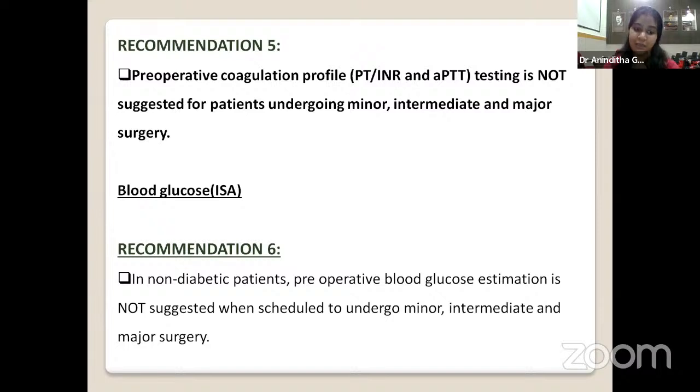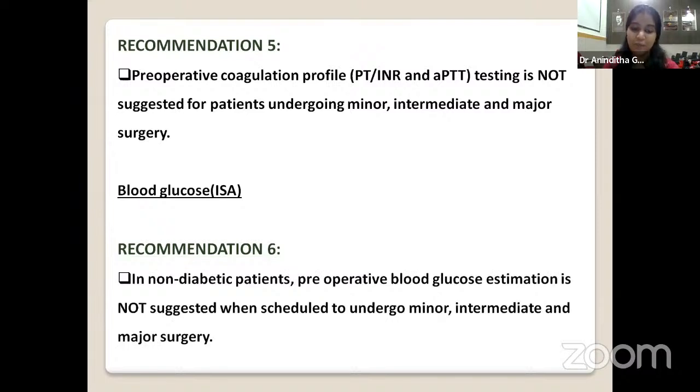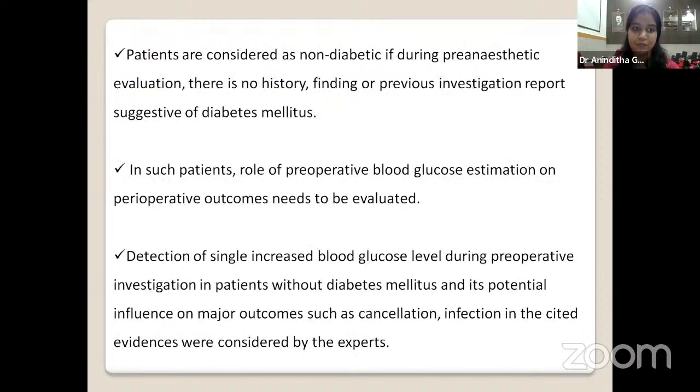Coming to blood glucose, recommendation 6 states that in non-diabetic patients, preoperative blood glucose estimation is not suggested when scheduled to undergo minor, intermediate, or major surgeries. Patients are considered non-diabetic if during anesthetic evaluation there is no history, finding, or previous investigation report suggestive of diabetes mellitus. In such patients, the role of preoperative blood glucose estimation on perioperative outcomes needs to be evaluated. But detection of a single increased blood glucose level during preoperative investigations in patients without diabetes mellitus, and its potential influence on major outcomes like cancelling surgeries or infection, were considered, and they were worried that the case might be postponed.